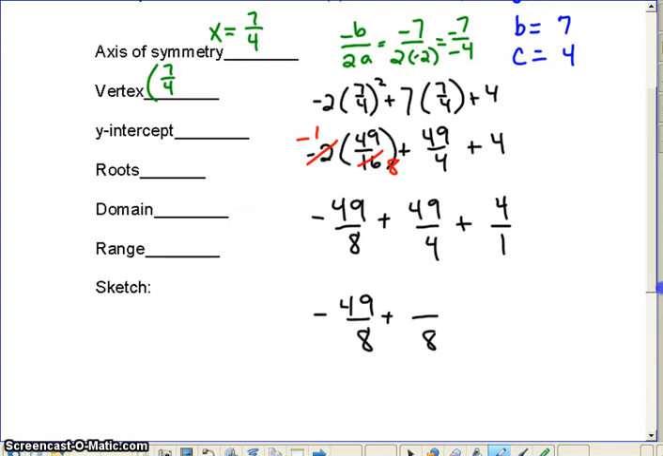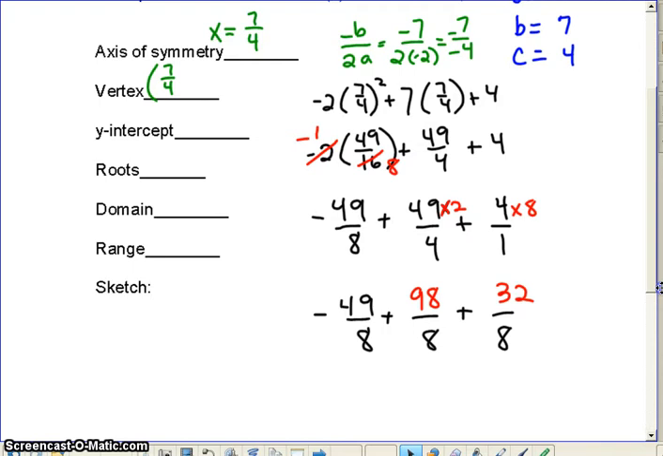Plus some number over 8 plus some number over 8. Okay, in order to get 8 here, I'm going to have to multiply times 2, and that's going to give me 98. And then I'm going to have to multiply 4 times 4, or I'm sorry, times 8, and that's going to give me 32.